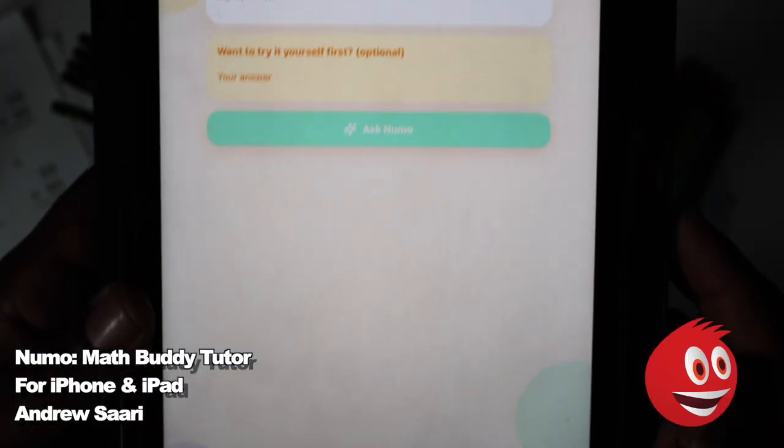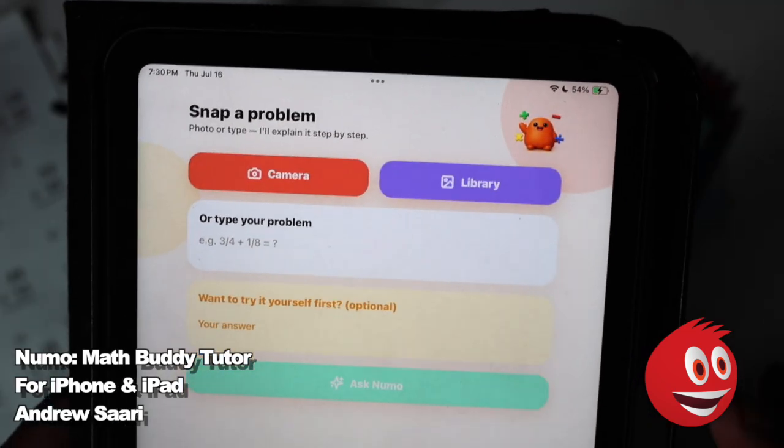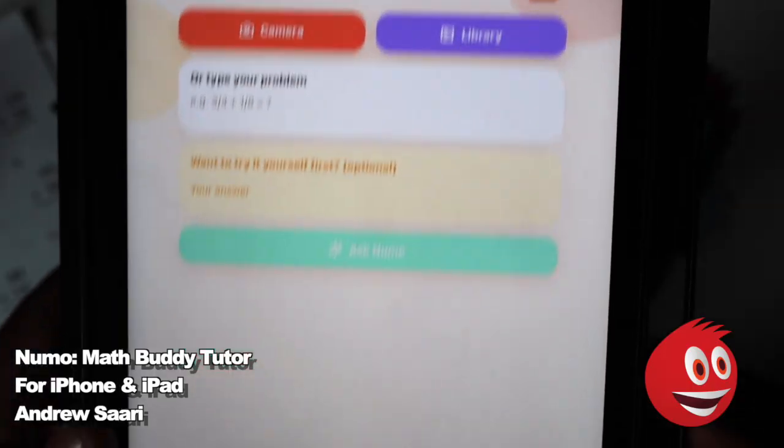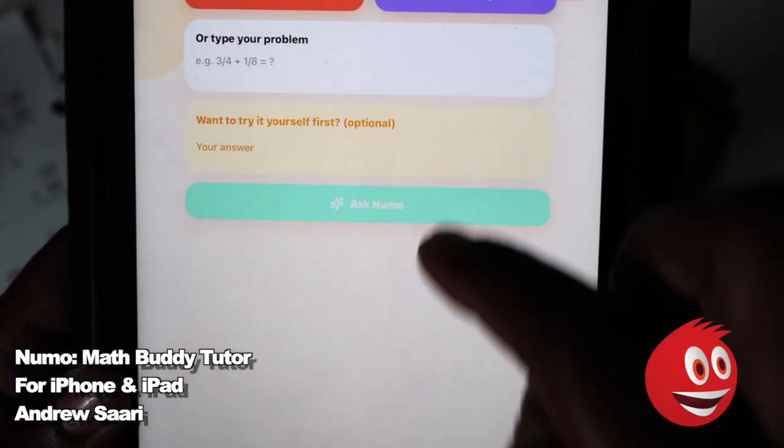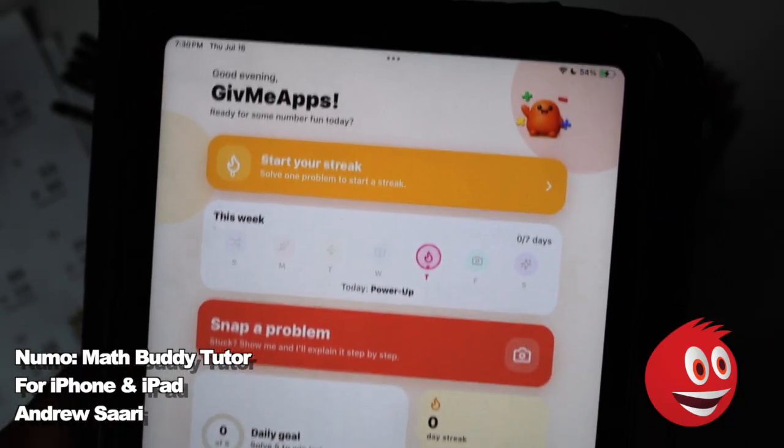Moving on, you have the snap a problem. That's what we're most excited about. You can take a photo or take a photo from your gallery, or you can even type in the problem and it'll say, want to try it yourself? First, optional, your answer. And that brings us back to the home screen, which we spoke about earlier.